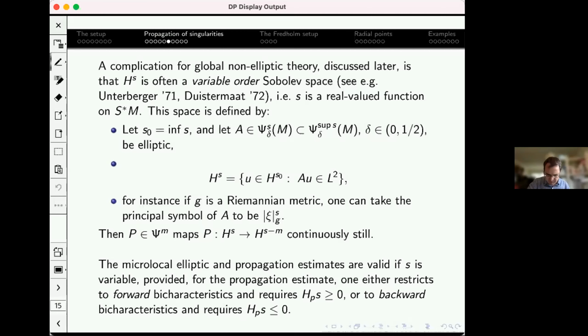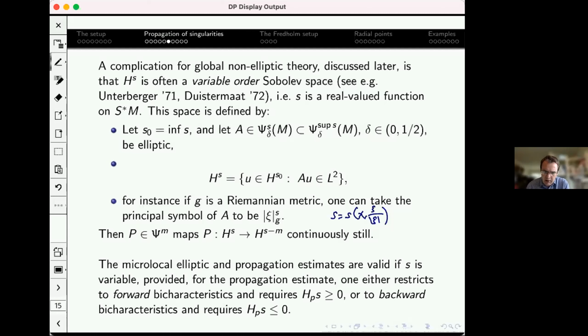But again, s was a function, right? So keep in mind that this s is a function on the cosphere bundle. If you want, locally, you can think of it as something like this. It's homogeneous of degree 0. Anyway, you take an operator with symbol like this. It's a slightly weaker class in terms of exactly what happens in differentiating psi, hence this psi delta above. But anyway, let's ignore that. Anyway, you simply say that H^s is the space of u's in some background space such that Au is in L2. That would be one way of defining the standard Sobolev spaces if one really wanted to. And then differential operators of order m will map H^s to H^{s-m} continuously still.